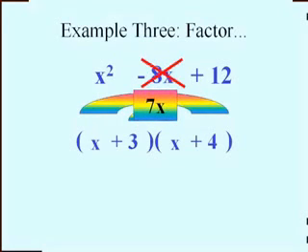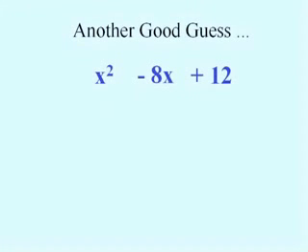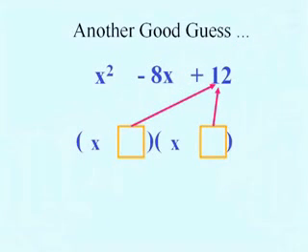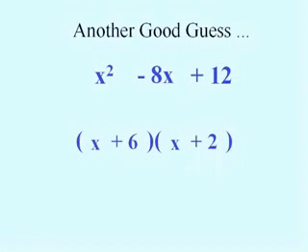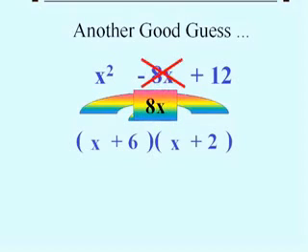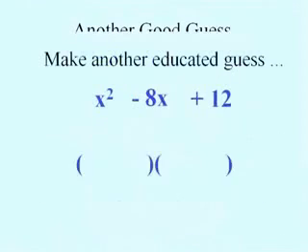Now you're going to get good at this. You're going to be making the right guess earlier, because what's going to happen here is you're going to be reviewing your multiplication tables. We'll try x and x again here, and this time for the 12, let's try 6 and 2. Now that's going to give me, for the rainbow, a positive 2 and a positive 6, and I'm going to get positive 8x. I'm very close. Now what happens when I get the right number but the wrong sign? Well, let's switch the signs.